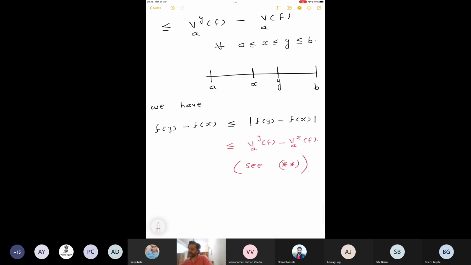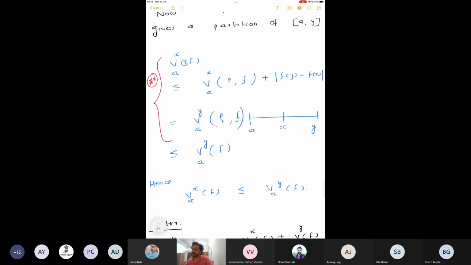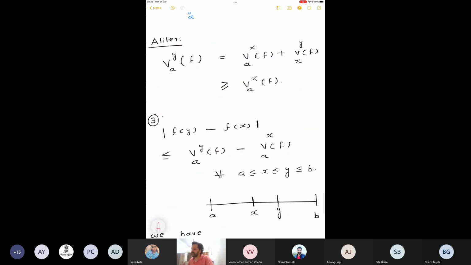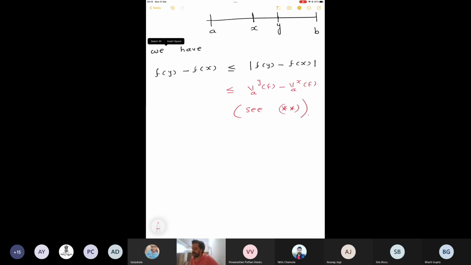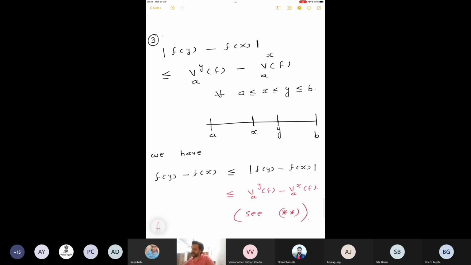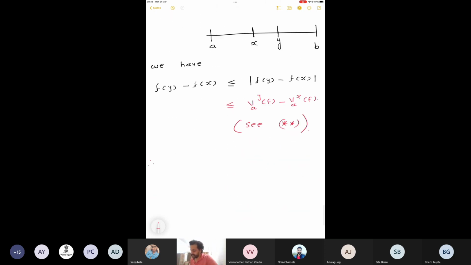This is the reason why I went for a different proof for the fact. Now use that star star carefully. You can observe and you can write this. Let me not spend more time on it. Therefore, what I have is, yes, that's what we have to prove: mod f(y) minus f(x) is less than or equal to this. So we are done with that.